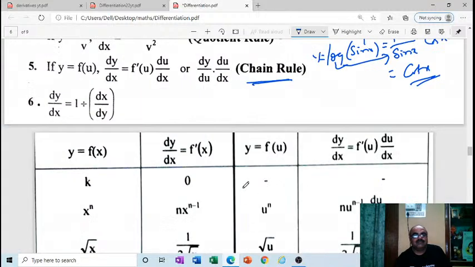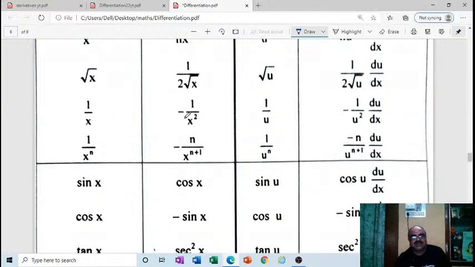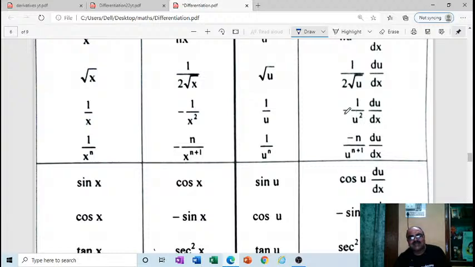Let me proceed. Look at all these formulas that are there. If a constant is differentiated, it is 0. x power n is n x power n minus 1, root x is 1 by 2 root x, 1 by x is minus 1 by x square, and 1 by x power n is minus n by x power n plus 1. Same way you have a chain rule application here. u power n is n into u power n minus 1 into du by dx. Root u is 1 by 2 root u into du by dx. Minus 1 by u is minus 1 by u square into du by dx. 1 by u power n is equal to minus n by u power n plus 1 into du by dx.